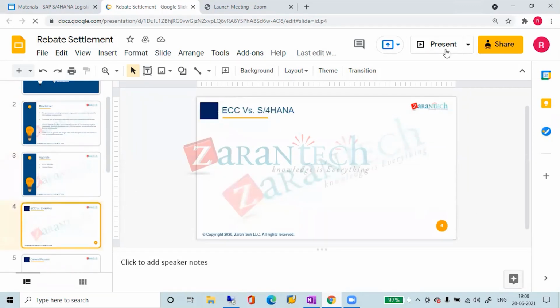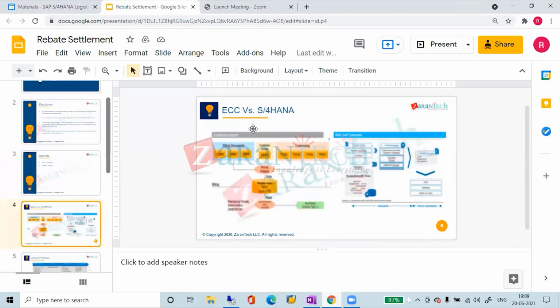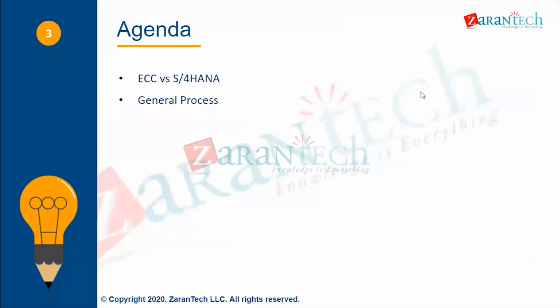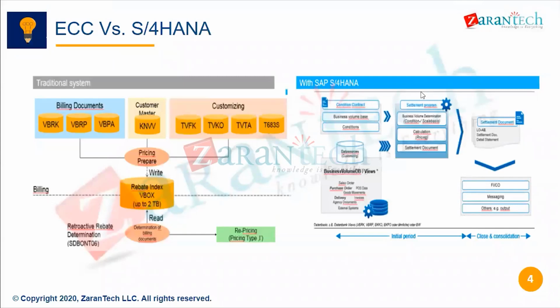So when we talk about the ECC process, we used to have your billing documents and we used to write from the customizing, right? All your document types, all these things, plus your customer master, KNVB, where you used to create a pricing and it used to update your VBOX table. We used to determine all your billing documents from your VBOF transaction that used to get updated to a VBOX table.